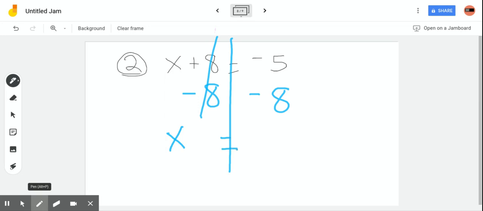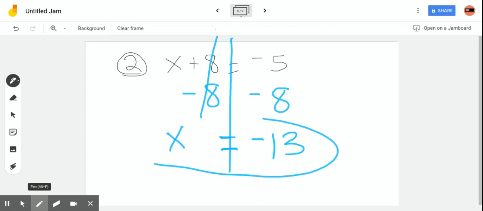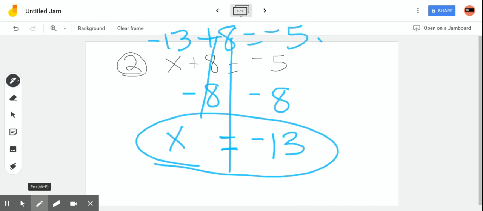The other side, I have negative 5 and negative 8. Same signs, add and keep. Keep what? Keep the sign, negative. Negative 5 and negative 8 give me negative 13. Does negative 13 plus 8 give me negative 5? Yes, it does.